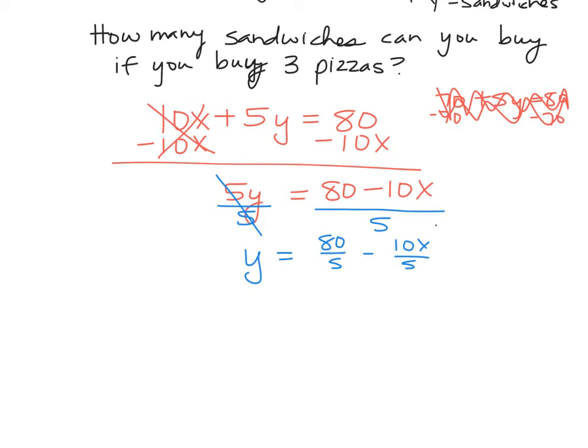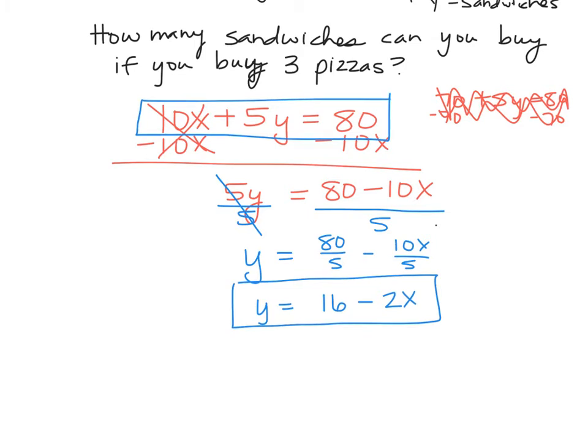Okay, so 80 divided by 5 comes out to 16. And then 10 divided by 5 is 2, so you get 2 and then you have your x there. Okay? So now this is an equation that means the same thing as that original equation we started with. It's just that now the y is by itself because we're trying to figure out how many sandwiches we would be able to buy with a different number of pizzas.